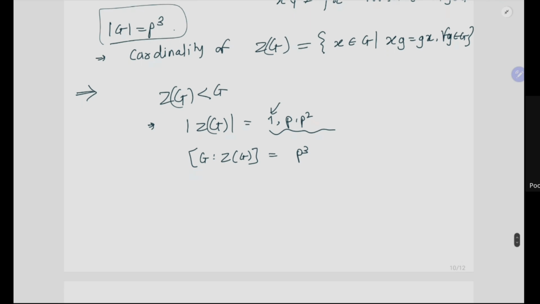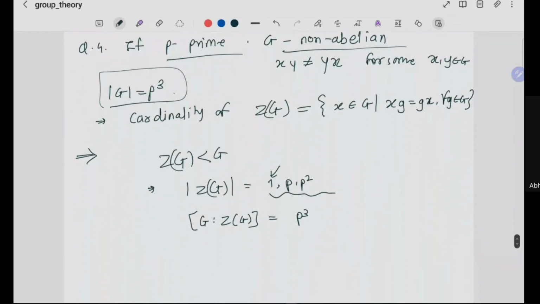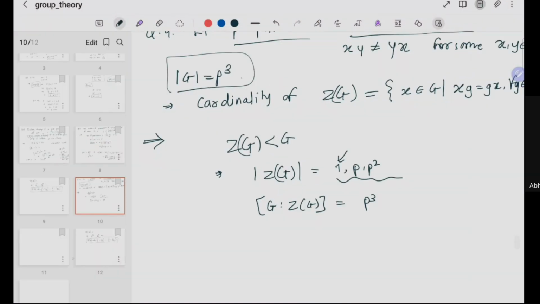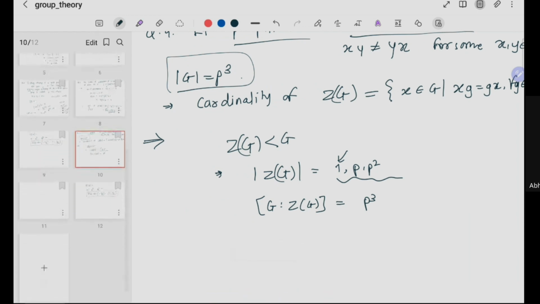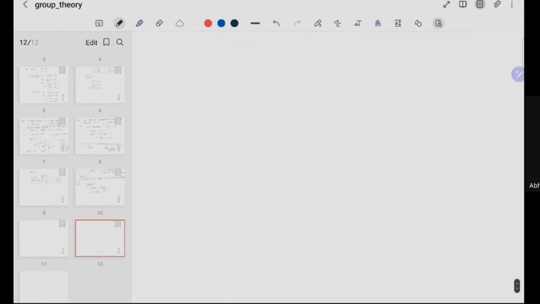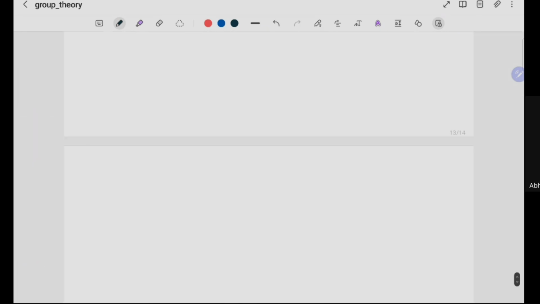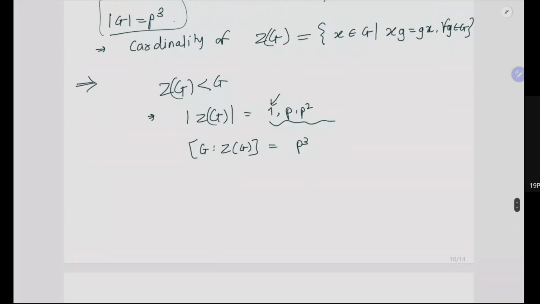Can somebody tell me which one you think it will be? Ma'am, can you repeat that? Ma'am, P? Yes, it will be P. Just a second. Hello, ma'am, can you repeat that? Why is it not being 1? Why need it not be 1?